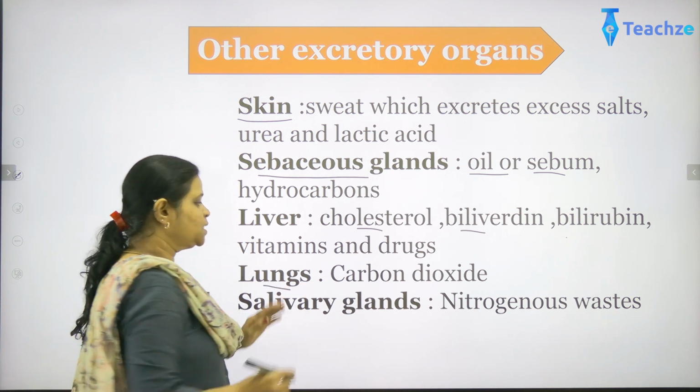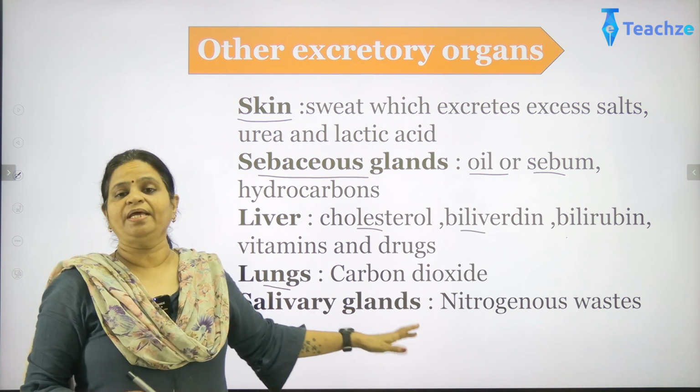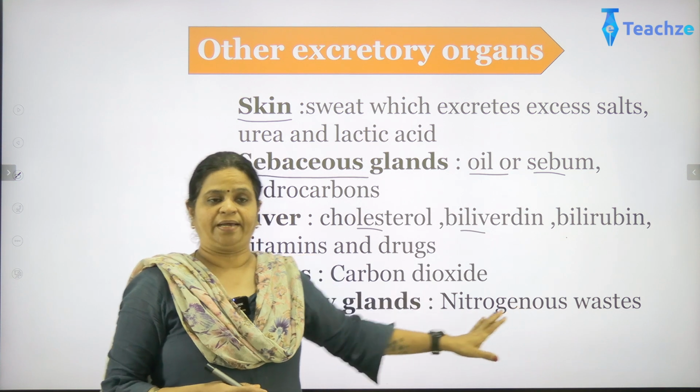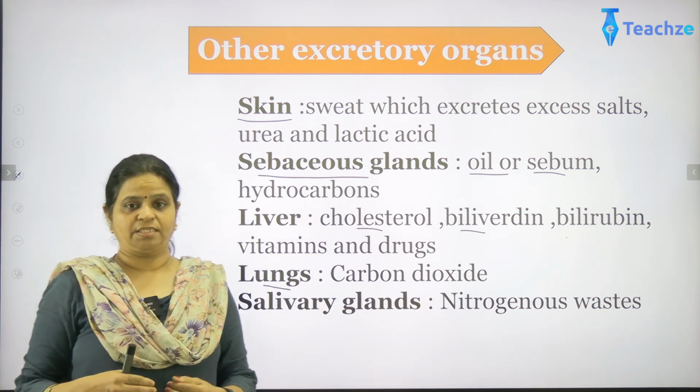Now, coming to the lungs, we all know lungs excrete carbon dioxide, and the salivary glands also remove a little bit of nitrogenous waste in the saliva. Now, these are all the extra organs which are there for excretion in our body.